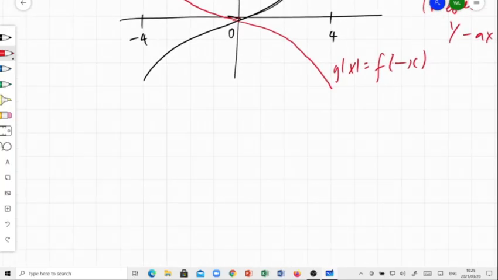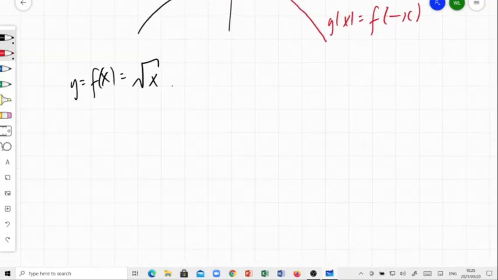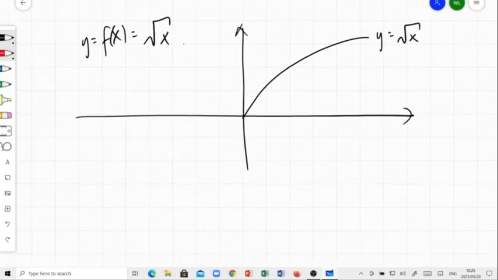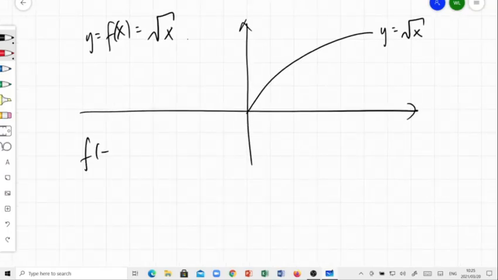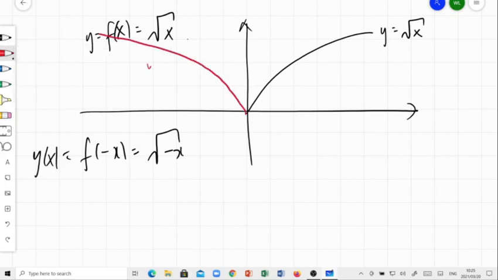Okay. So let's give you a concrete case. Let's say our friendly function is the square root of x function. Now, this function is only defined for positive numbers because you can only take the square root of positive numbers. Now, what about f of minus x, which is equal to the square root of negative x? In this case, all we have to do is reflect this across the y-axis, and then this is the graph of y equals square root of negative x. That's all you have to do.